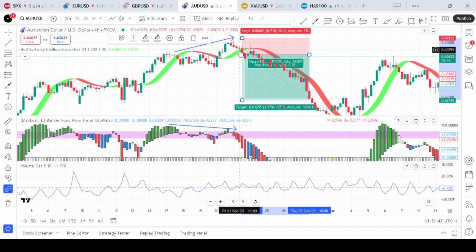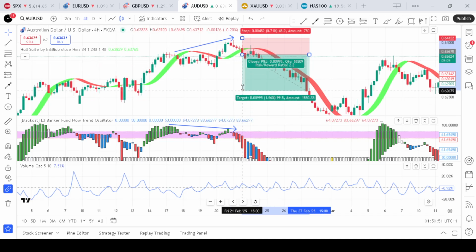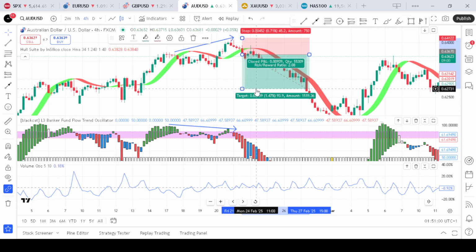Then we aim for a minimum risk to reward of 1:1.5. You can aim for 1:1.5, or we aim for 1:2. This is the minimum risk to reward we should always aim for to ensure a favorable trade outcome.